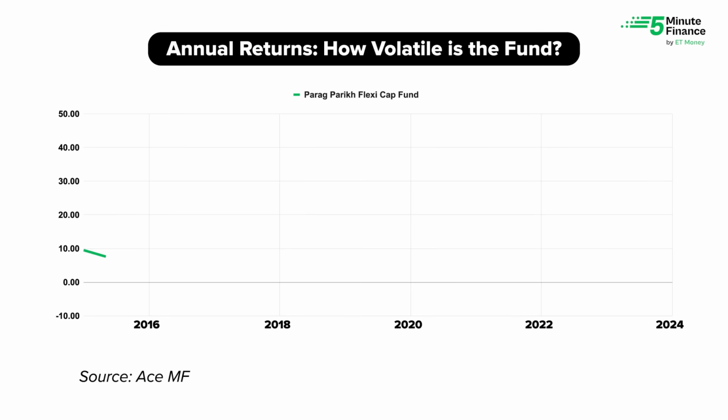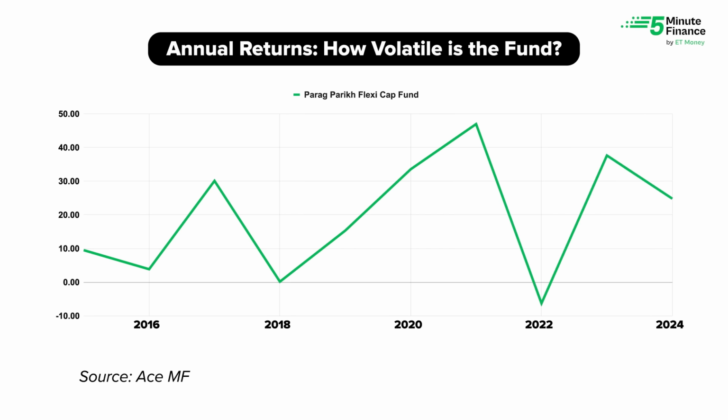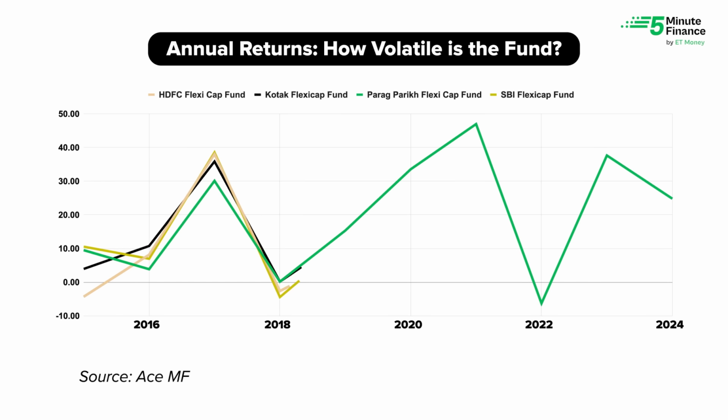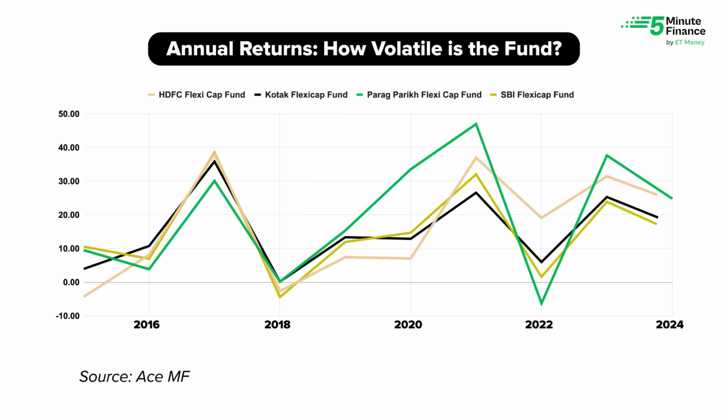So on your screen are the annual returns of Parag Parikh Flexi Cap Fund. The returns look volatile undoubtedly, but this could be due to the usual market cycle. So now let's compare it with annual returns of other big funds as well. Now it becomes quite clear that Parag Parikh Flexi Cap Fund and HDFC Flexi Cap Fund are more volatile vis-a-vis Kotak and SBI Flexi Cap funds.